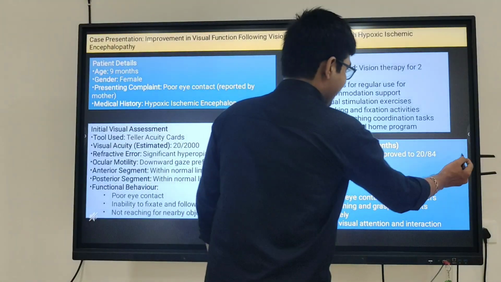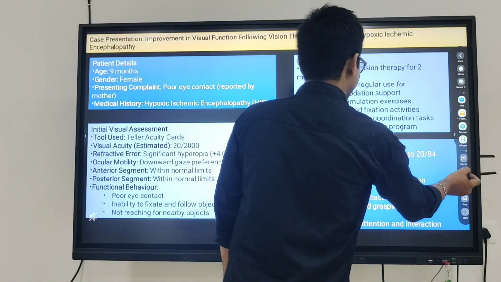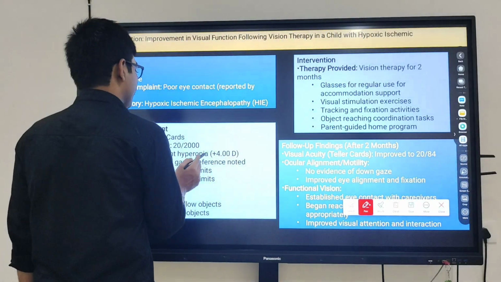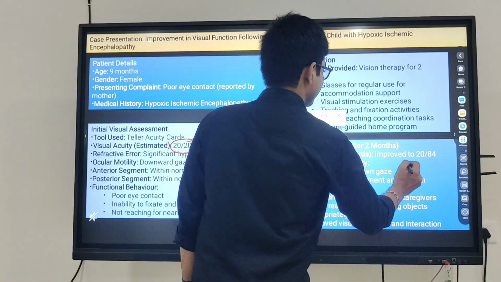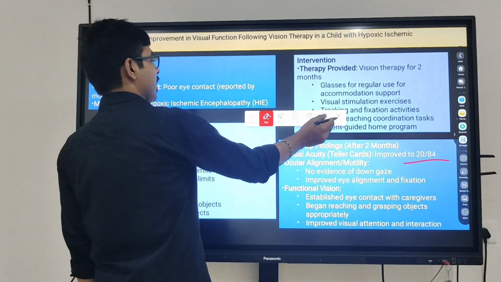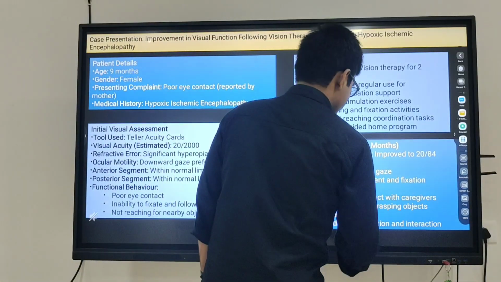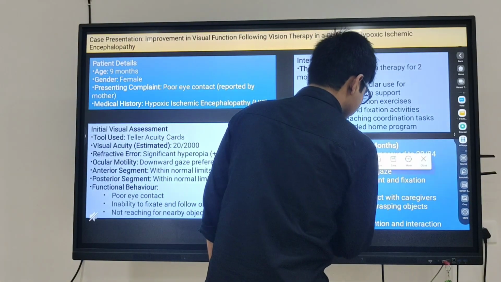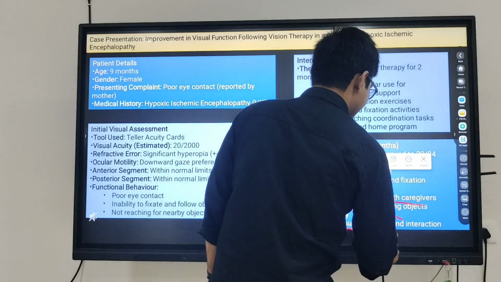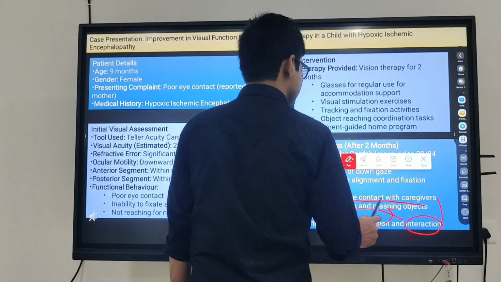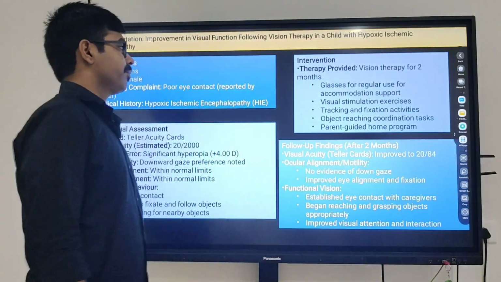Then we can see there is a huge change in the visual acuity. Previously it was 20/2000, and after 2 months of therapy there is an improvement up to 20/84. The child started establishing eye contact with the caregivers, improved visual attention and interaction, and started reaching and grasping objects properly.